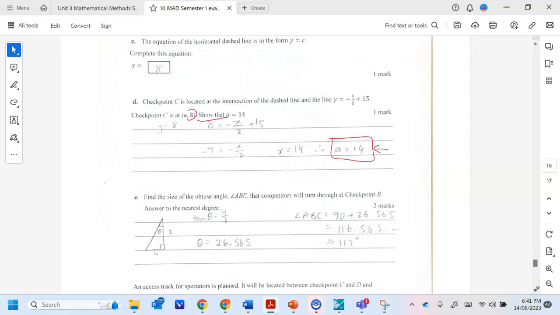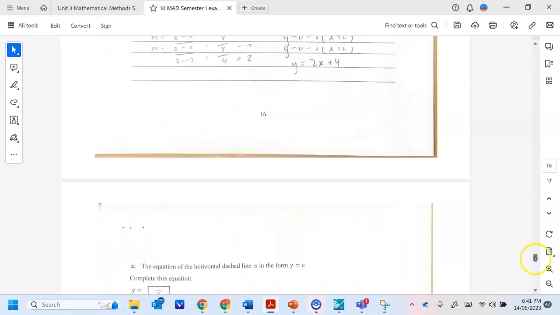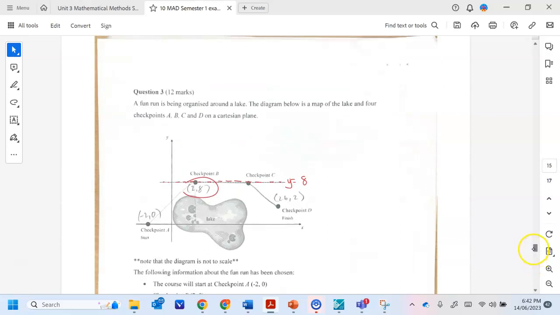All right, question E was done well by maybe a third of you, so that was good. It was a hard question though. So we're finding the angle ABC. All right, and I've drawn that circle on there. It's a bit hard. So we're going from A to B to C. So we're finding this angle in here.